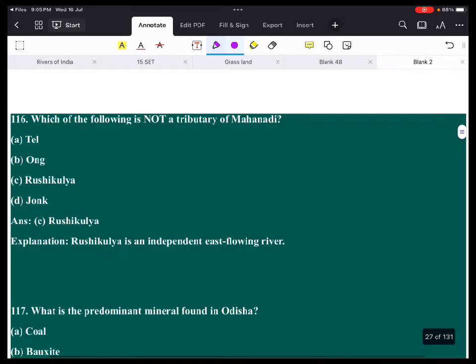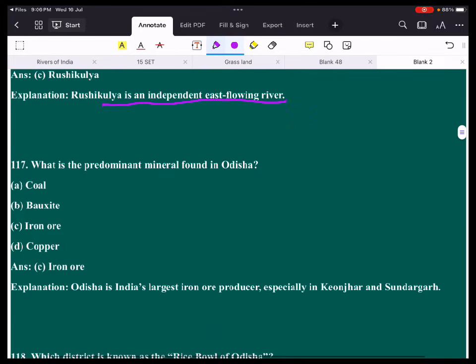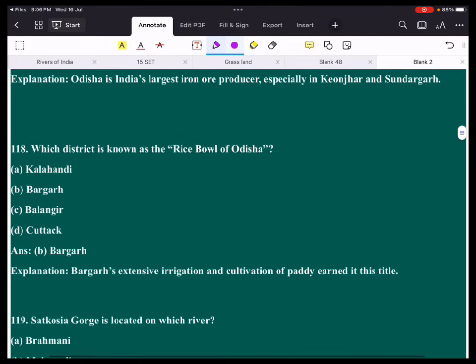Which of the following is not a tributary of Mahanadi? That is Rushikulya is not a tributary of Mahanadi. Rushikulya is an independent east flowing river. What is the predominant mineral found in Odisha? That is iron ore, option C. Which district is known as the rice bowl of Odisha? It is option B, Bargarh.